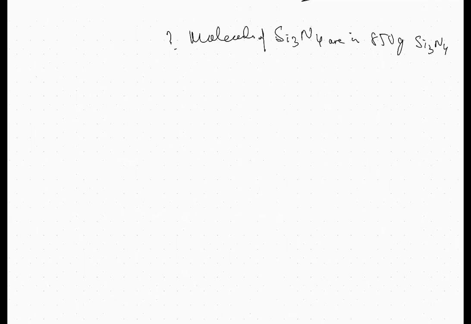I don't know whether we did it before, but how many molecules of Si3N4 are in 850 grams of Si3N4? First find the number of moles: 850 divided by the molecular mass 140.28. They have given it. So Si3N4 mass is given as 140.28. Okay, that's right. Put it here.